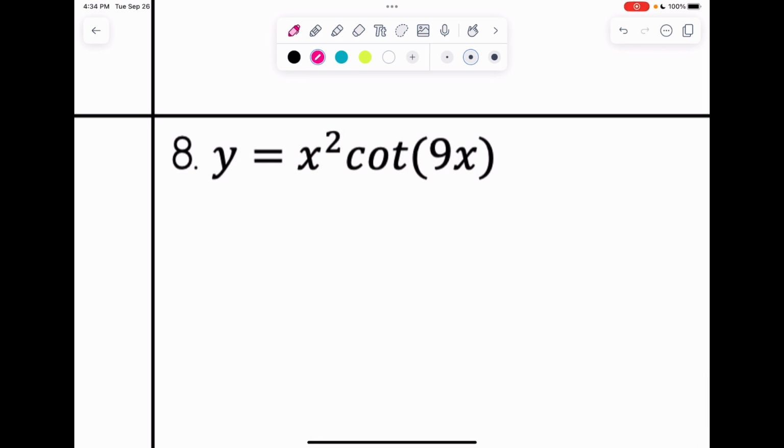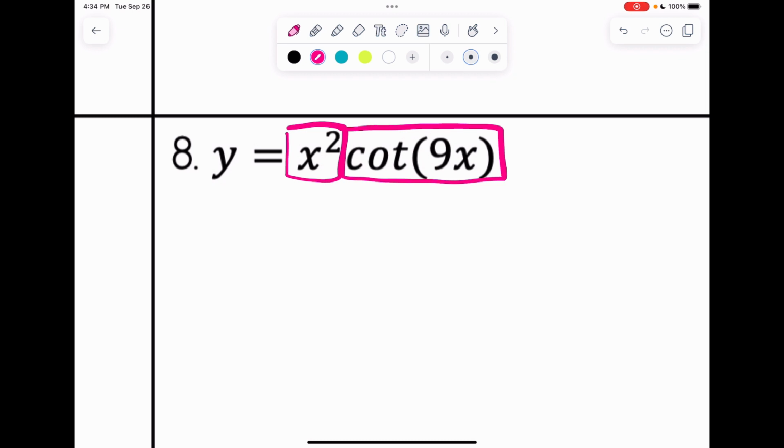All right, for number 8, this one looks different from any of the others we have seen so far. So it's y equals x squared times cotangent of 9x. So I want you to think for a second before I explain what to do here. Why is this one different from all of the others that we have seen? Okay, so think about that for a second. And hopefully you're noticing it's because we have a function times a function. We basically have x squared times the cotangent of 9x.